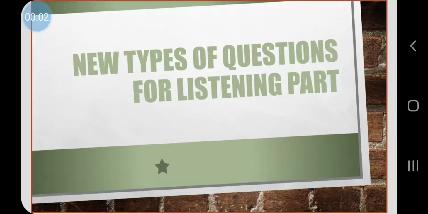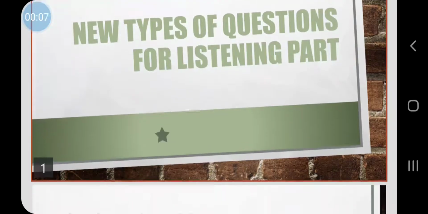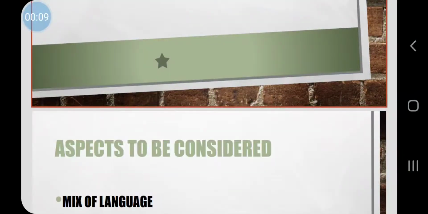New type of questions for listening part. Point number 1. Mixed of language. Over time, the TOEIC test has changed its composition related with language.